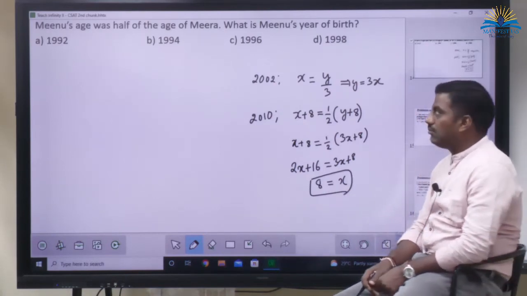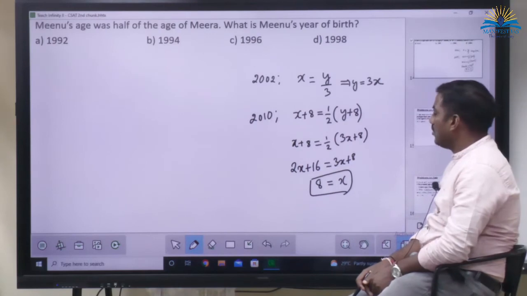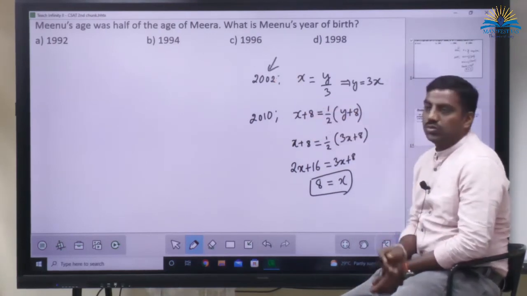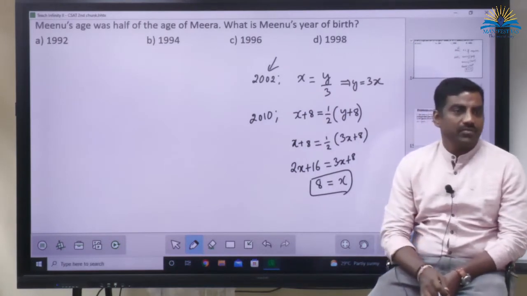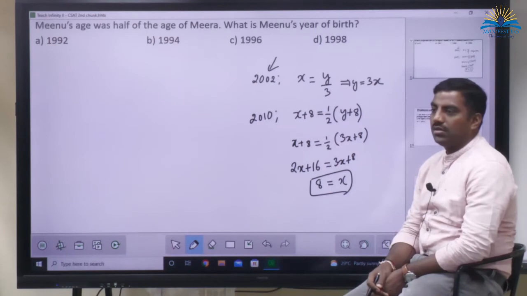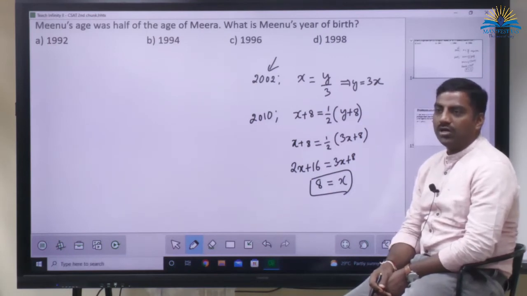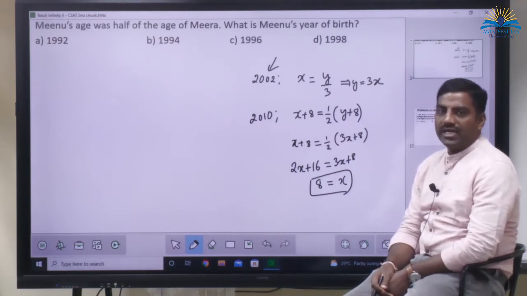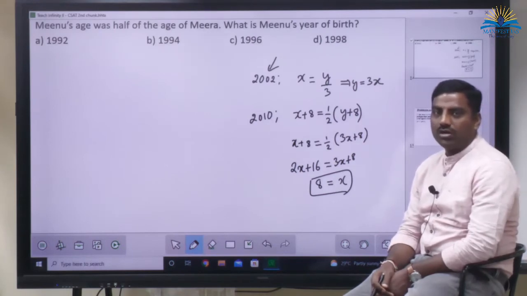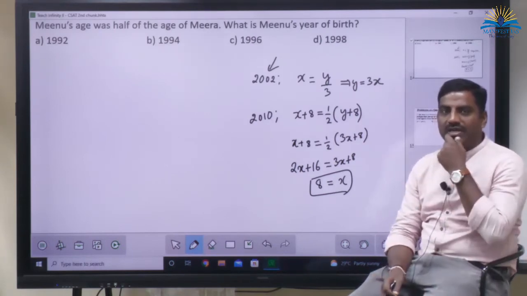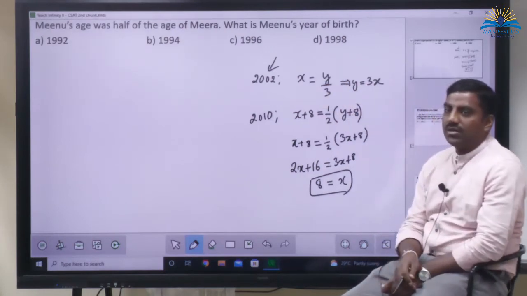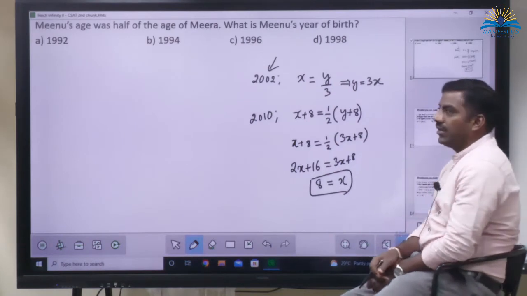Now what is this? Whose age? Minu's age. Minu's age is 8. In 2002, Minu's age is 8. So what will be her year of birth? In 2002, she is 8 years old, so 8 years back: 2002 minus 8 is 1994. Correct? So the answer is B. Okay? Fine?